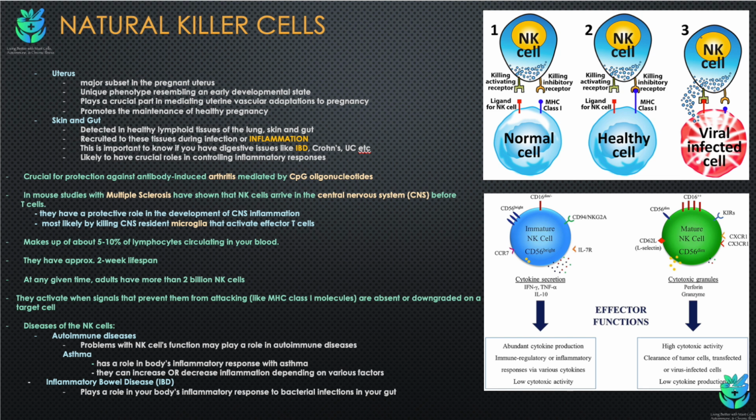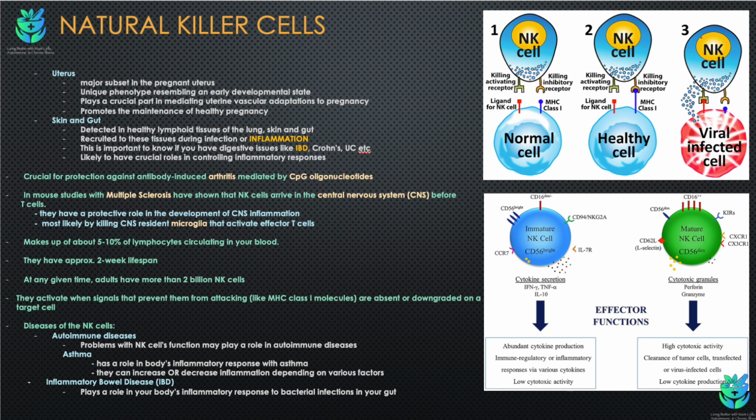It's also in the skin and gut, and they are detected in healthy lymphoid tissues of the lung, skin, and gut. They are recruited to these tissues during infection or inflammation. This is important to know if you have digestive issues like IBS, IBD, Crohn's, ulcerative colitis, etc., because they likely have crucial roles in controlling the inflammatory response in those areas.